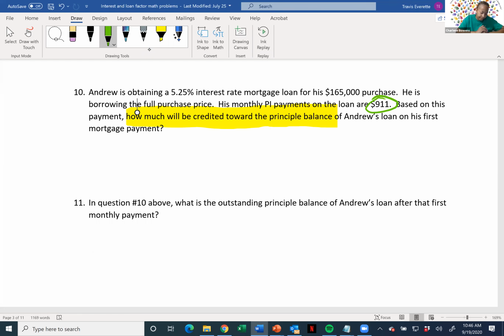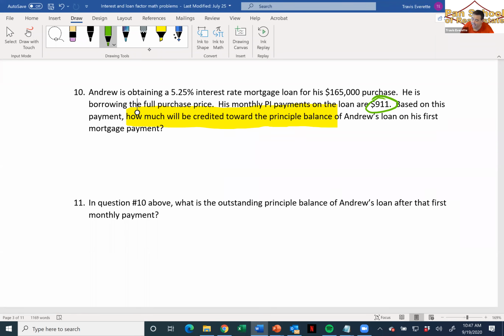So we know the smallest the answer could be is 0, and the biggest it could be is what? 911. Because if the whole payment went toward principal, it would be 911. Does that make sense for everybody? But we also know logically, is it likely that the entire 911 is going toward principal? In fact, most of it's probably not. Where is most of that 911 probably going? Interest.